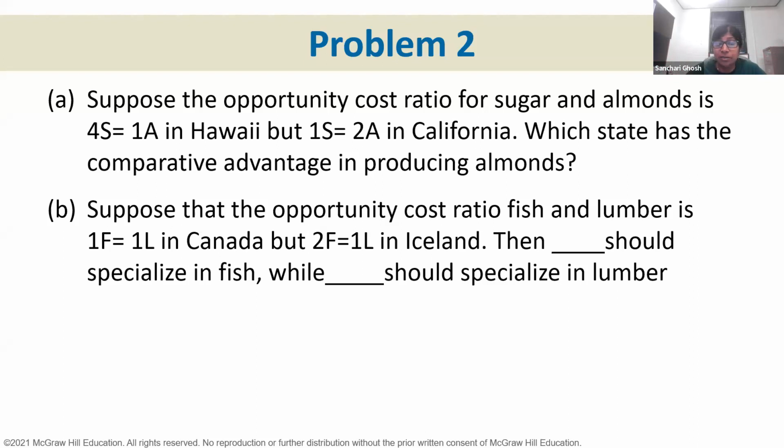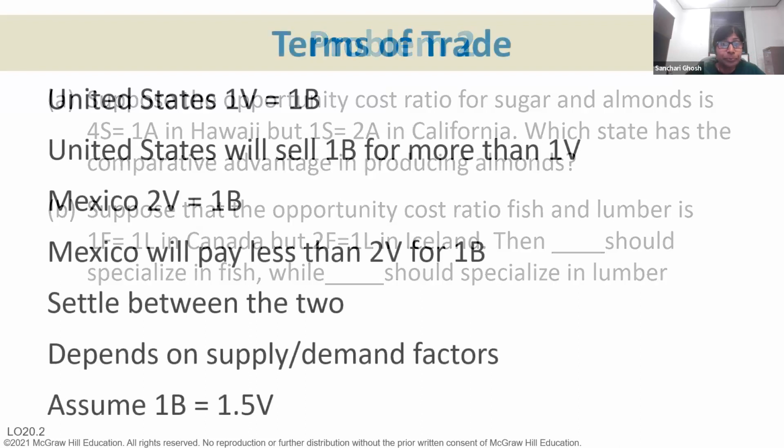Iceland should specialize in fish. For making 1 unit of fish, it has to give up only half a unit of lumber. So make fish, while Canada should specialize in lumber. The same thing. Always look at who has to give up how much. Oh, by the way, this is also a logic for the terms of trade.